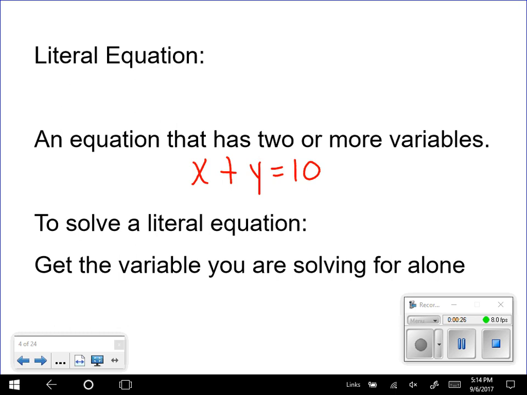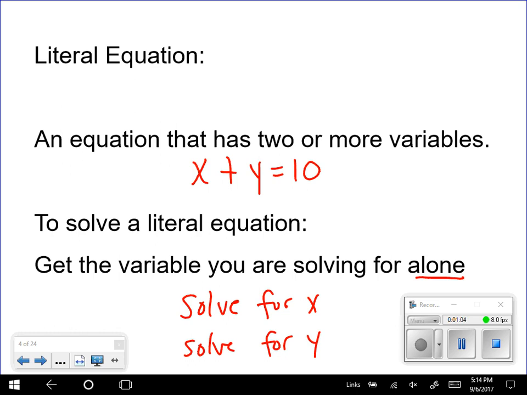And you may be thinking, well, how do I solve a literal equation then? Well, you're going to be told which variable they want you to solve for, okay? So we may be asking you to solve for x in this case. We may be asking you to solve for y. It just depends on what they want. From there, to solve it, we just have to get the variable you are solving for alone. So we can use the same principles we use when solving regular equations. So we're using those inverse operations. There isn't a lot different here.